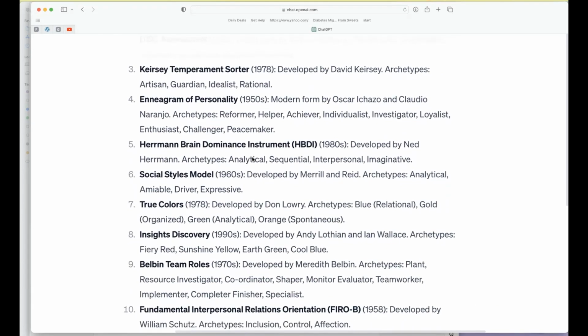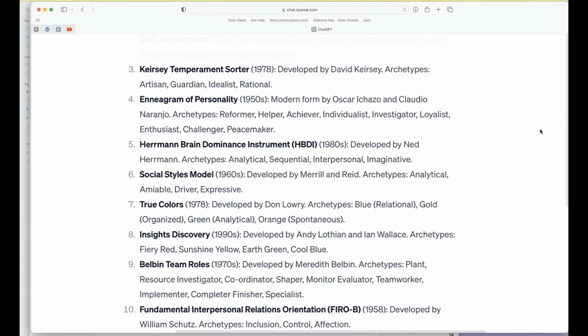Herrmann brain dominance: analytical, sequential, interpersonal, and imaginative. I could probably overlay those very easily just with what we have. I would put analytical down grid, imaginative up grid, interpersonal in grid, and sequential out grid. All right, we'll see. Again, we can play with these.